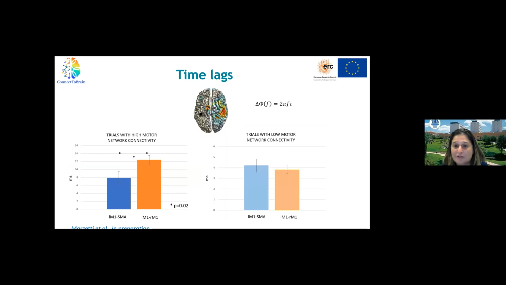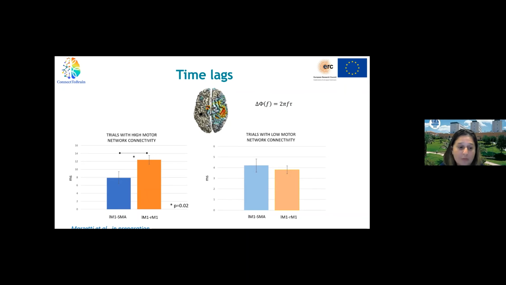frequency there is a relationship between the phase difference, the frequency itself, and the delay that this phase difference embeds. So what we try to do is to recover also the delay beyond this connectivity from the values of the imaginary part of the phase locking value. And nicely, we were able to recover these delays only in those trials in which we have a higher motor network connectivity.